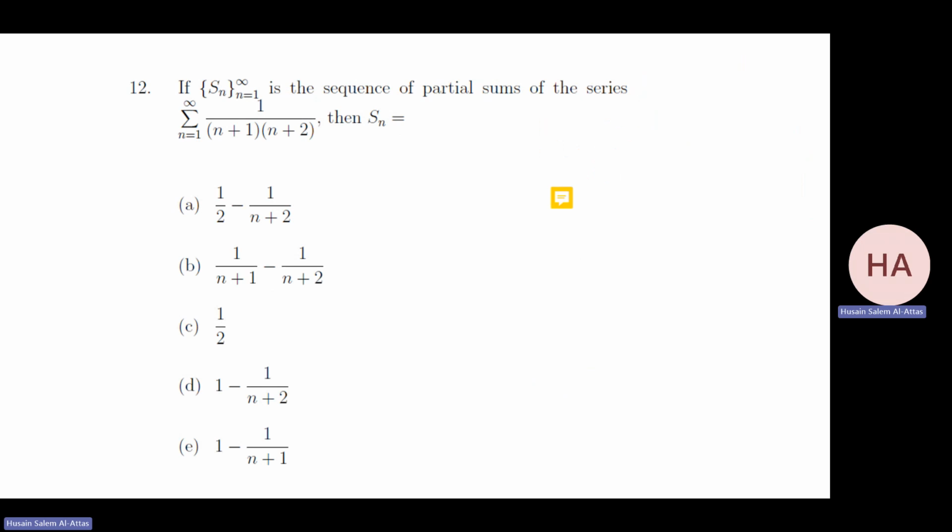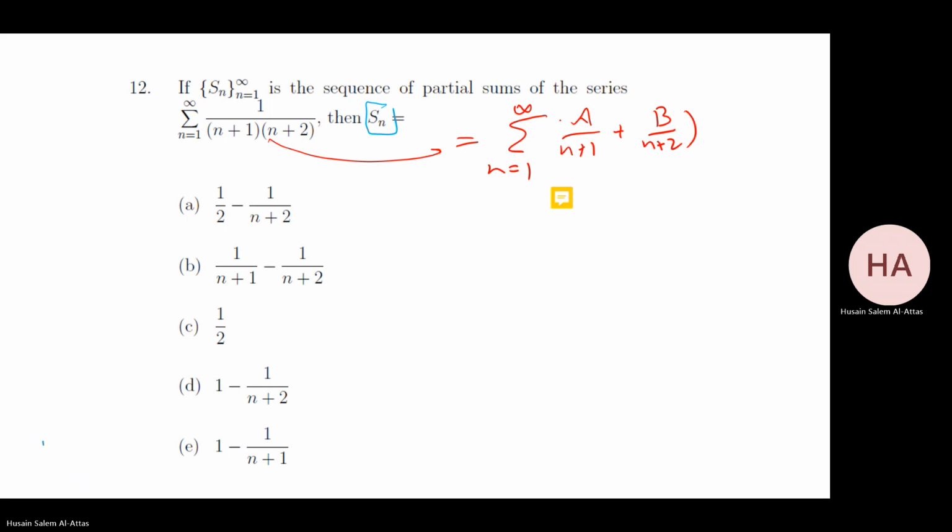Sn is the sequence of partial sums of the series. You want only Sn. He doesn't want me to find the limit, just finding Sn. Okay, how to do that? I need this sum. I need to rewrite it starting from 1, so everything is okay. That'll give me A over n plus 1 plus B over n plus 2.